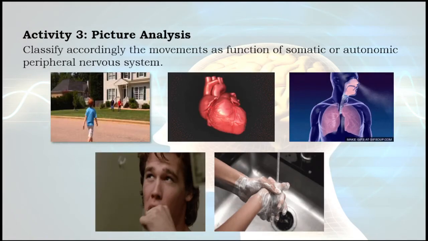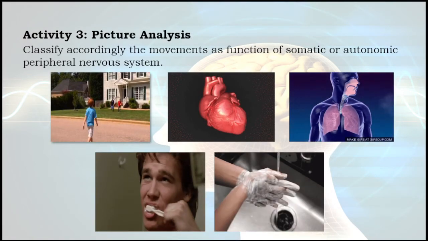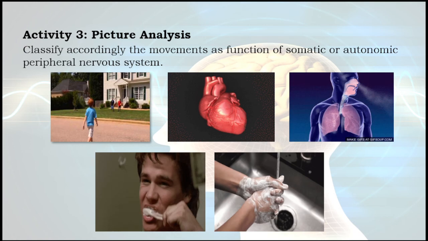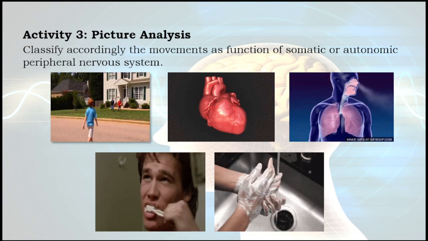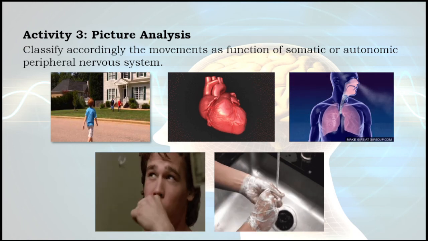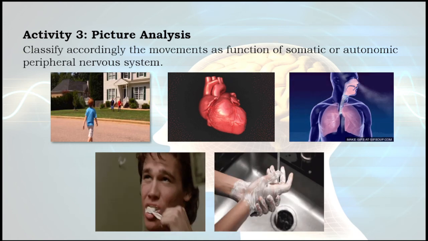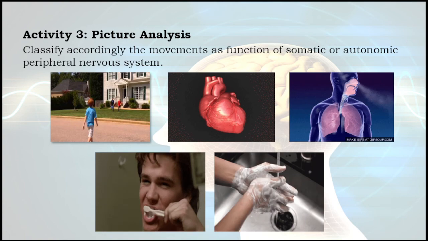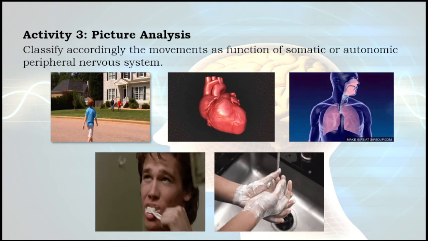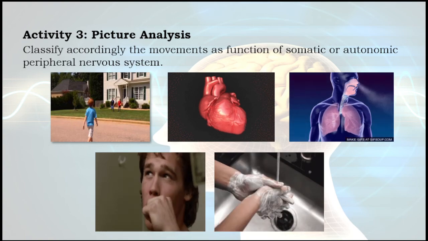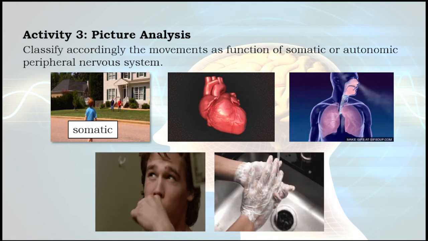Let's have activity 3, picture analysis. Classify accordingly the movements as function of somatic or autonomic peripheral nervous system. Let us first identify the first picture, a boy walking across the house. Is it somatic or autonomic? Very good, that is somatic.